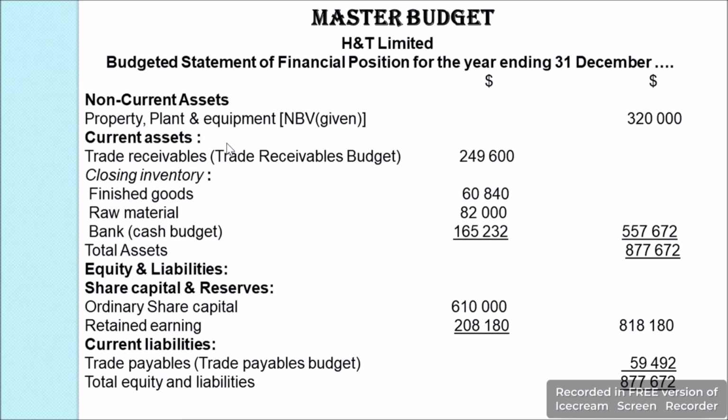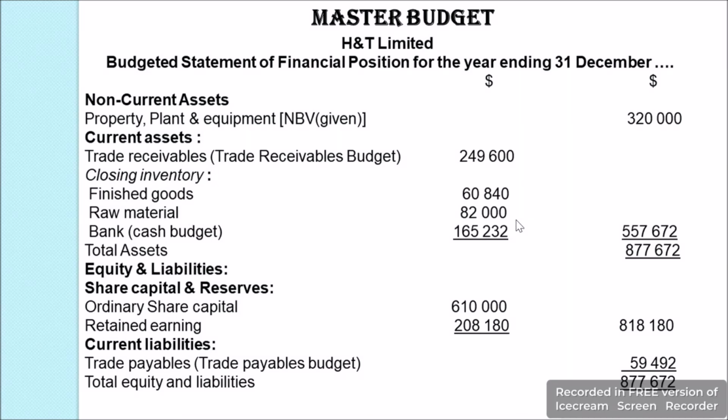Then we have the current assets, in which we have the trade receivables. The closing balance of trade receivable budget will be taken, and the value which we got there at the end of the fourth quarter was $249,600. Then we'll take the closing inventories, in which we have the finished goods, which we have calculated in our working notes as $60,840. Then we'll take the raw material closing inventory, which we have calculated again in the working notes as $82,000.